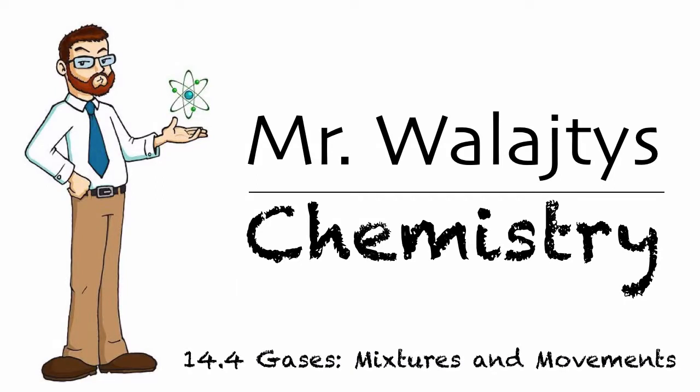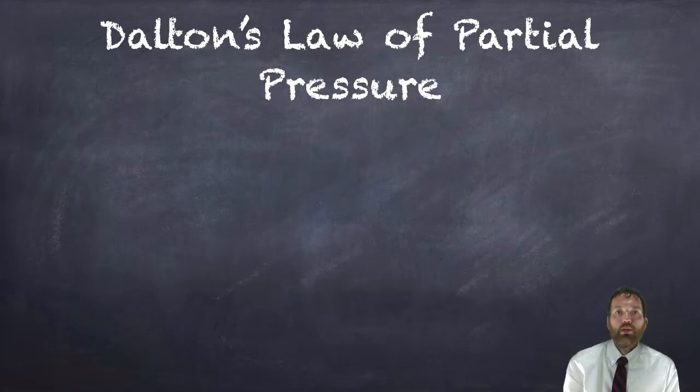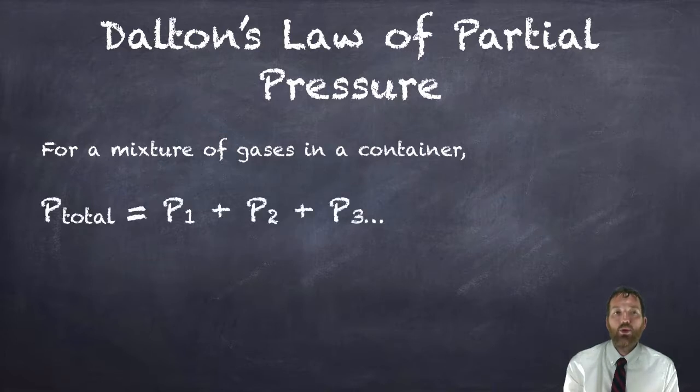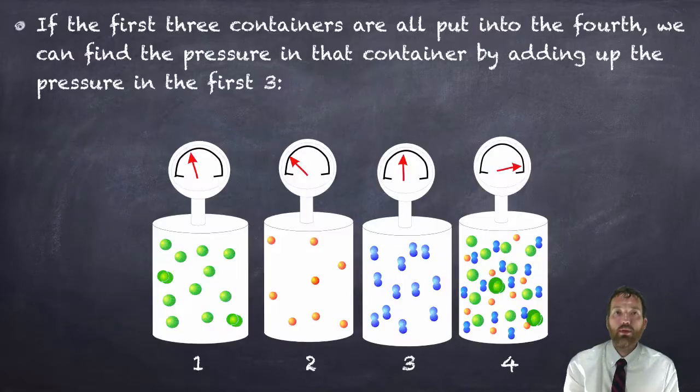In this video, we're going to talk about mixtures and movements of gases. So our next formula is called Dalton's law of partial pressure. It says that for a mixture of gases in a container, the total pressure of the gases in the container is equal to the partial pressures of each component gas. So P1 here is the partial pressure, or contribution, of the first gas, P2 would be the second gas, P3 would be the third, and so on and so forth.